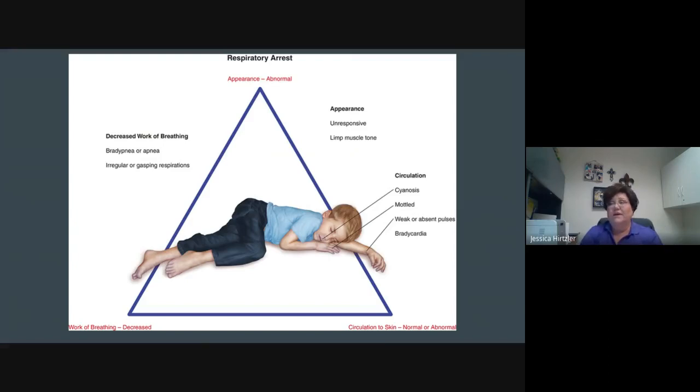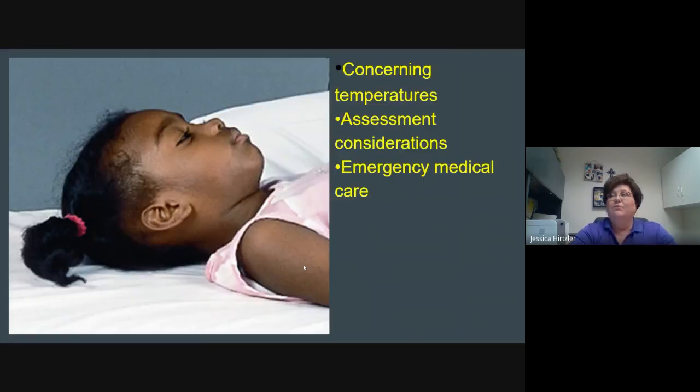Okay. When a kid gets tired, they will tire really quickly. The number one cause for pediatric cardiac arrest is respiratory failure and arrest. So we fix that, we manage that, and we keep our kids from going into cardiac arrest, hopefully.